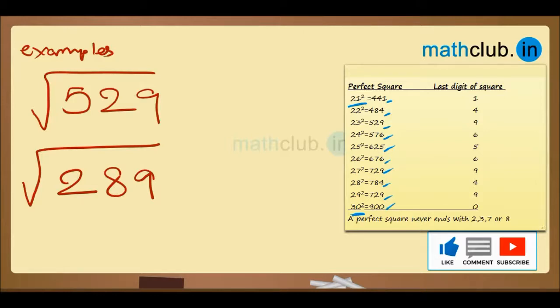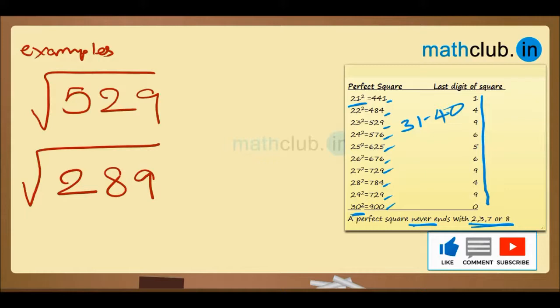Even if I take 31 to 40, the last digits of the squares remain the same. 31 square ends with 1 only, 32 square ends with 4 only, 33 square ends with 9 only. So the last digit cycle, that is 1, 4, 9, 6, 5, 6, 9, 4, 9 and 0, repeats for every 10 numbers. That is, 31 to 40, the last digits are the same. 41 to 50, the last digits are the same. The next observation is a perfect square never ends with 2, 3, 7 or 8.